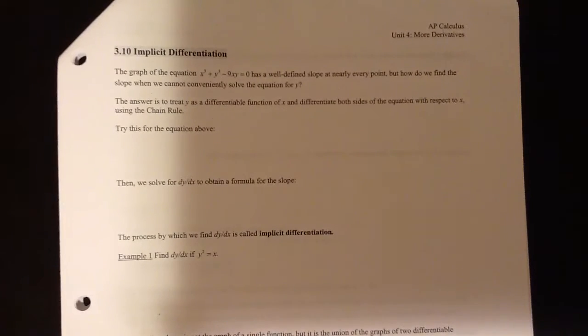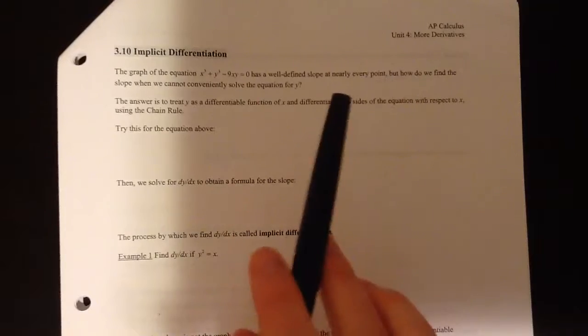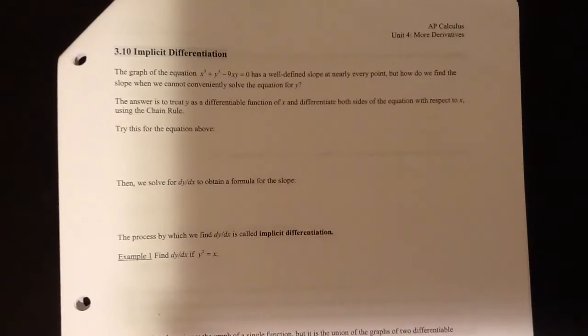So this equation right here has a well-defined slope, but the question is, how are we going to find the slope when we can't get the y by itself? Because every derivative rule that we've done so far requires us to get the y by itself. So what we do is we treat y as if it's a differentiable function of x, and then we differentiate both sides. So again, treat y as a differentiable function of x and then differentiate both sides. What happens is we end up using the chain rule.